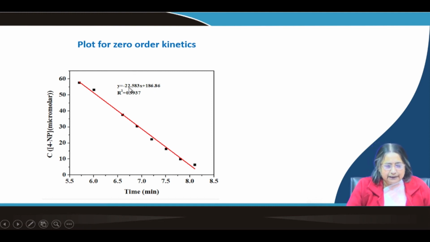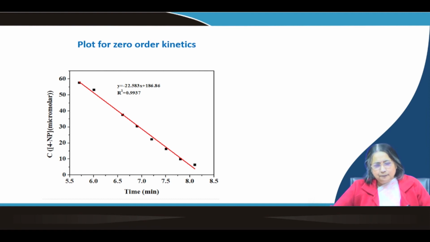Okay. Slope also you can get from here. Now, this is the 0 order curve. So, 0 order linear plot we are getting very nice with good correlation. Okay. Let us see other curves for other first order, second order curves.